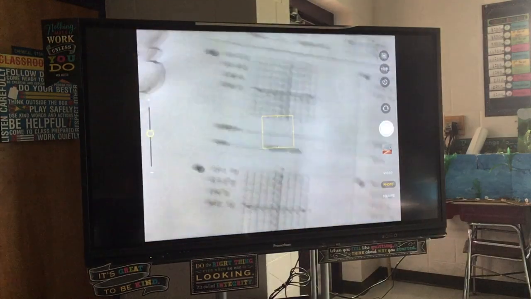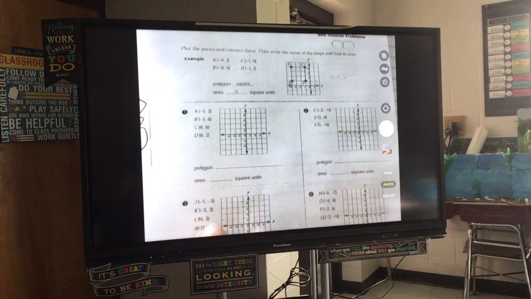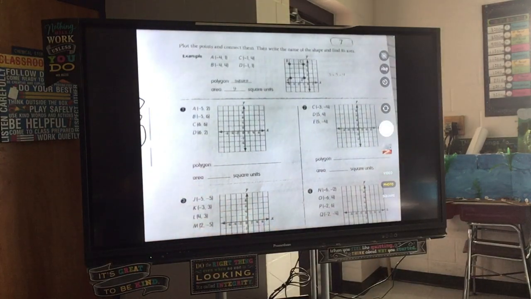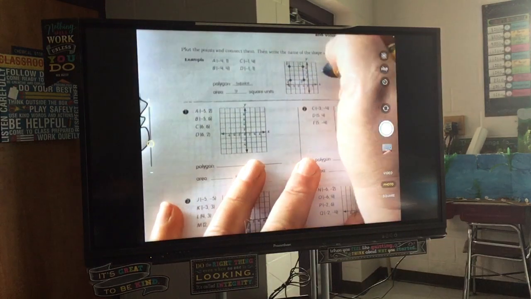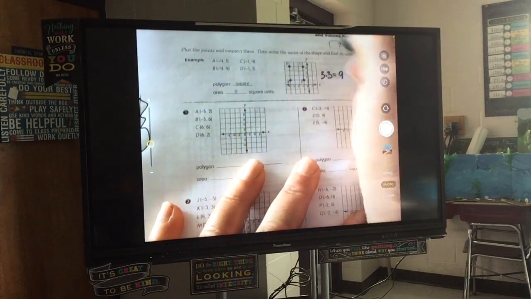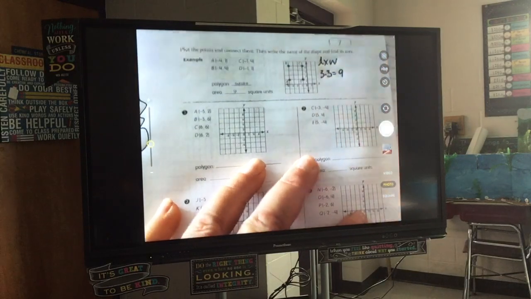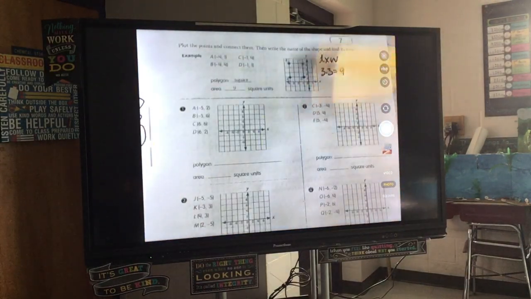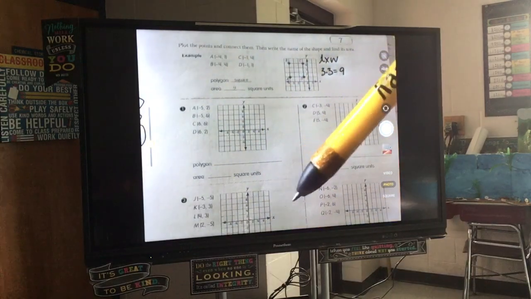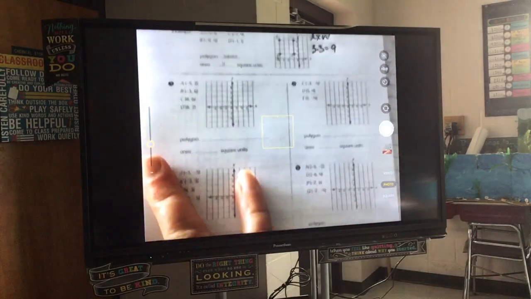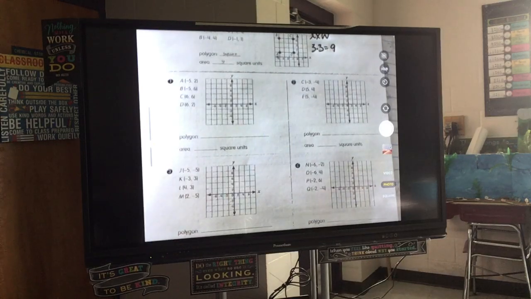All right, so over here, you guys are going to be working in your groups. It says plot the points and connect them, then write the name of the shape and find its area. So the first one is done for you. You have the points, they plotted them. The type of shape it is was a square, and then they found the area by doing 3 times 3 equals 9, which is length times width. So you guys are working on this front 5 questions. Any questions before you get started? Are you working independently or as a group? As a group, get started.